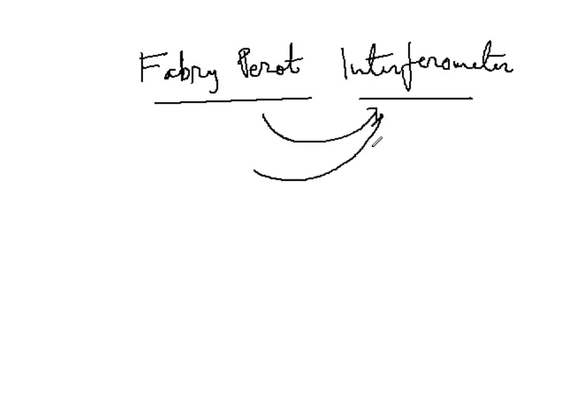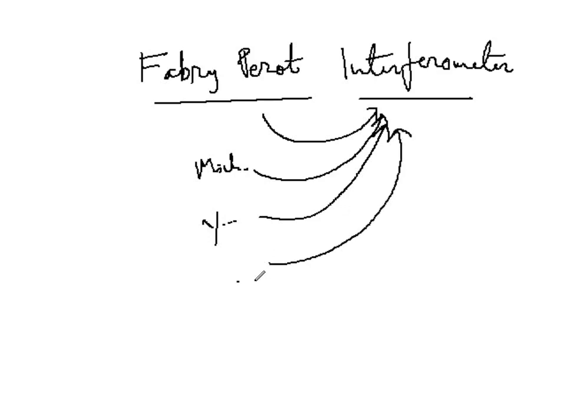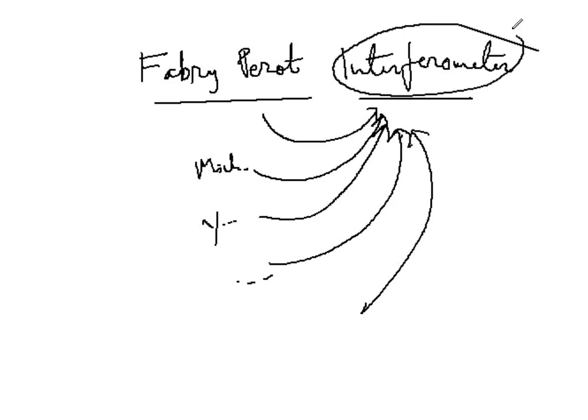There are many other types as well, right? Say Michelson interferometer, Young's double slit experiment that was done, Newton's ring, and all that stuff. There are lots of interferometers. So basically, first we will talk about this interferometer. Now what is an interferometer?